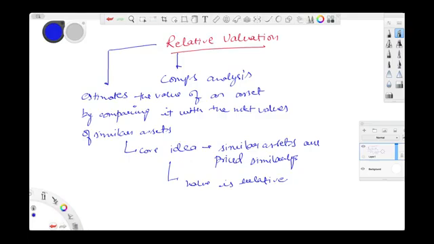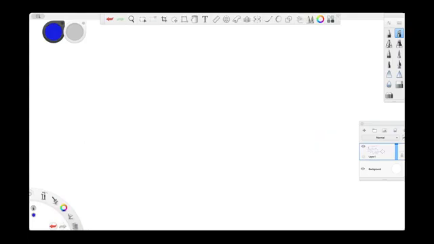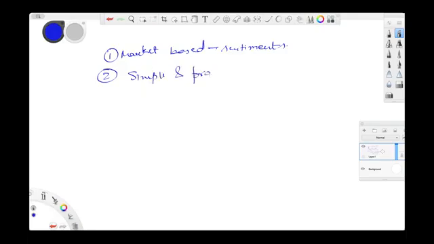So why we rely on this relative valuation so much is that, first of all, it is market based. It very well captures the sentiment. Second, it is very simple and practical. What you expect is that the market is fairly pricing. That's the assumption you are making here. The market is fairly pricing that asset. That is why you use this.